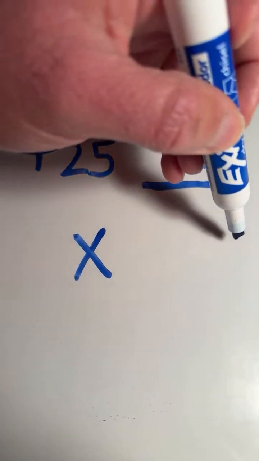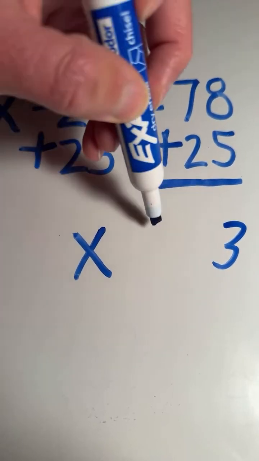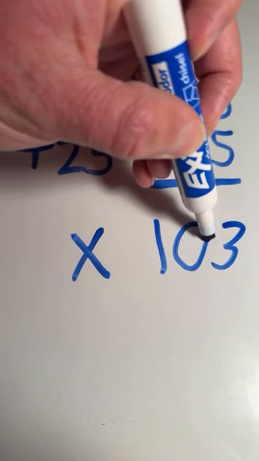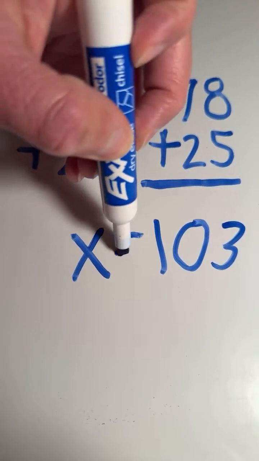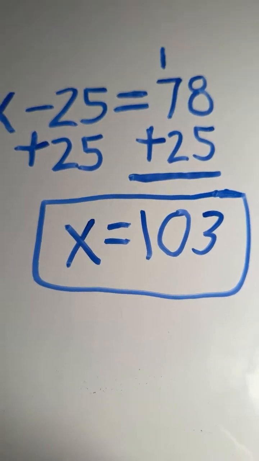8 plus 5 equals 13. 3 carry the 1. 7 plus 2 equals 9. Plus 1 equals 10. And we have our answer. X equals 103.